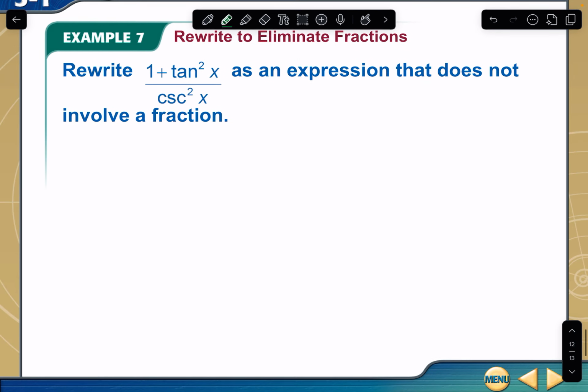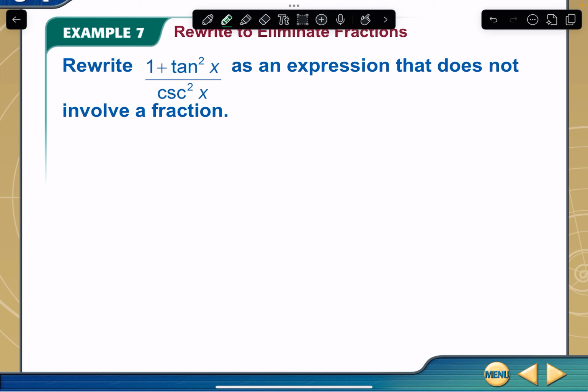Okay. Example 7. Example 7 tells you specifically to rewrite your expression so it is not a fraction. So my biggest goal in this question is to not have a fraction. So again, I have 1 plus tangent squared x over cosecant squared x. If I see a 1 plus or minus something that is squared, in my numerator, that always points to your Pythagorean theorem identities.